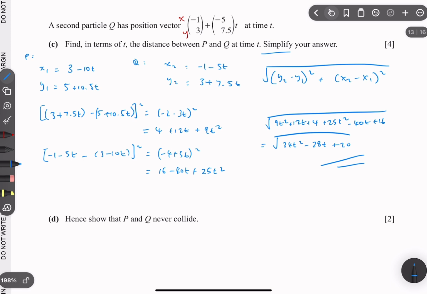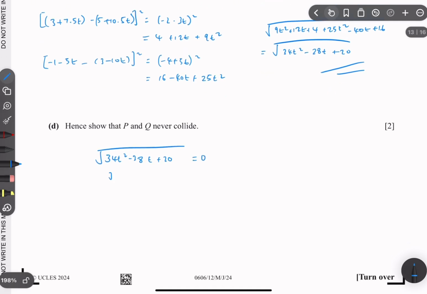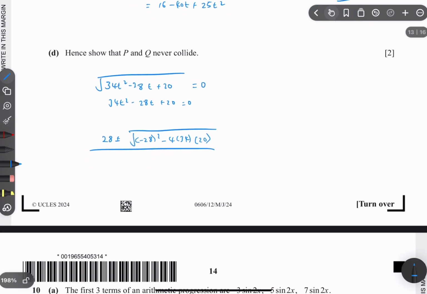Part D, hence show that P and Q never collide. Okay, so for P and Q to collide, the distance between them should be equal to 0. So we can try and equate the equation to 0. And then if you put this into the calculator, you should get an error. So you have to solve it using the quadratic equation.